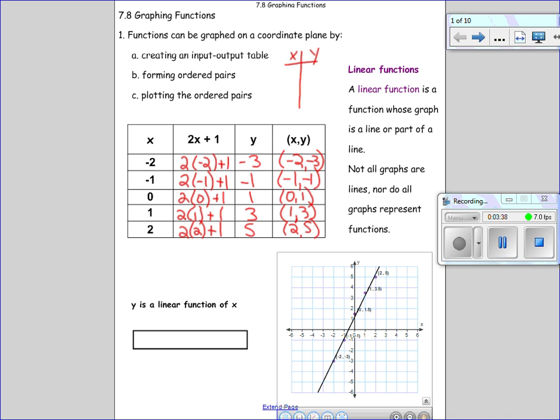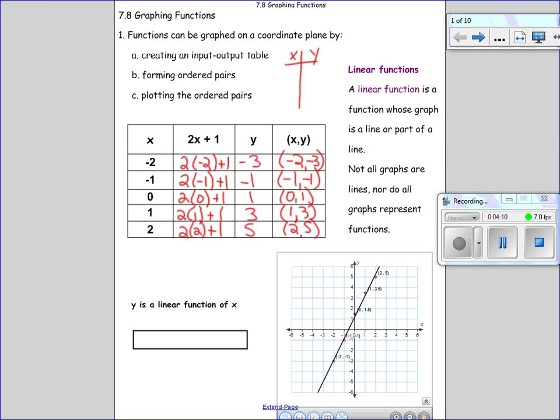See in your notes, linear function. A linear function is a function whose graph is a line or part of a line. Not all graphs are lines, nor do all graphs represent a function. So yesterday in our notes, we discussed how to determine if it was a function or not. And recall that the domain can only be paired with one of the ranges. The domain cannot repeat. So we could tell that by looking at the domain listed here in our table.